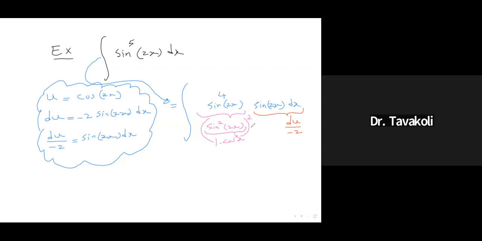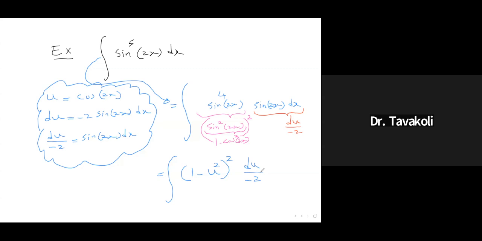The substitution tells us u is cosine of 2x. So how can I write this? Inside the parentheses, 1 minus cos squared of 2x. This is cos squared of 2x. So this is going to be 1 minus u squared, because u is cos of 2x. So 1 minus u squared, all to the power of 2. And then du over minus 2.